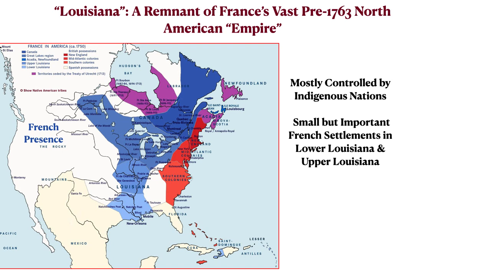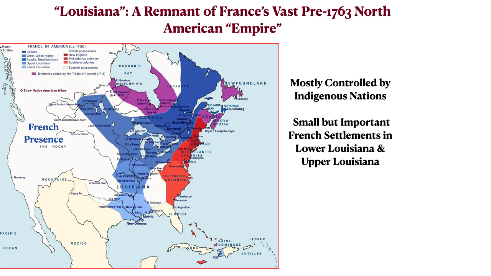France arranged so that the areas west of the Mississippi went to Spain instead of Britain, and then when Napoleon took control of Spain, France got it back. That's how Napoleon was able to sell it to the United States. So it's mostly controlled by indigenous peoples, but there were small and important French settlements. Well, a pretty substantial one in New Orleans, a few tens of thousands of people.